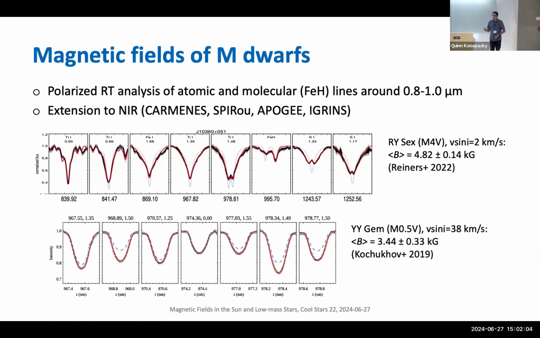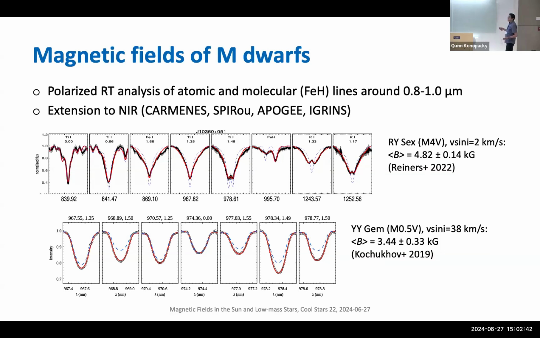Again, emphasizing that it's not just the Zeeman broadening that gives information about magnetic field, it is also Zeeman intensification, which in fact opens possibilities of measuring magnetic fields on rapid rotators. You can see one example here, famous eclipsing binary YY Gem. And again, it is pretty straightforward to see the difference between magnetic and non-magnetic calculation. So these measurements using intensification have been carried out now up to v sin i of 70.